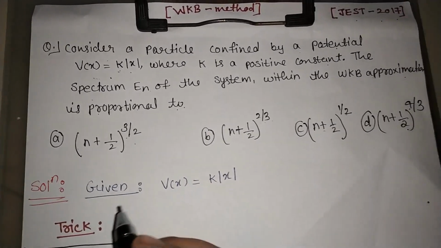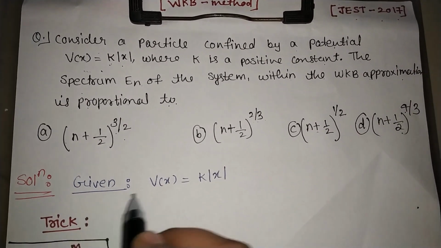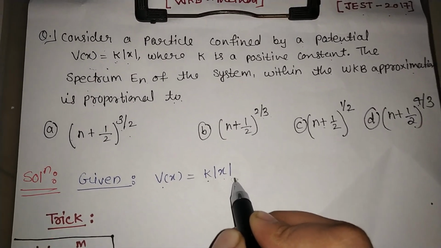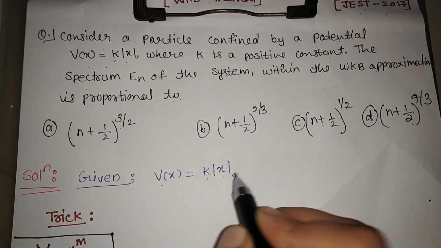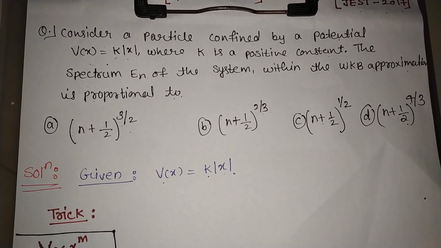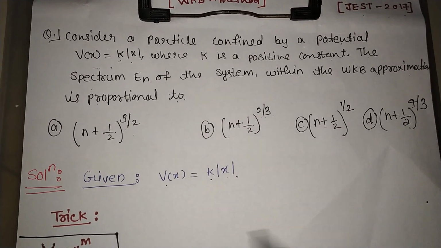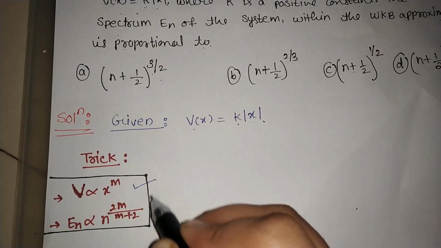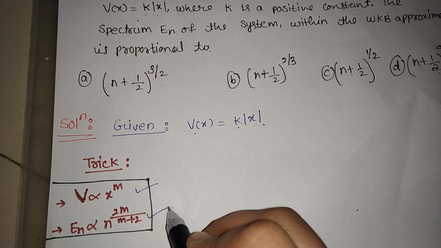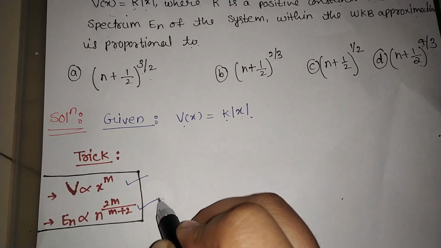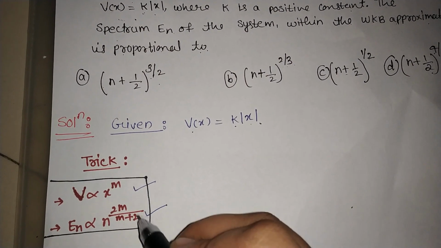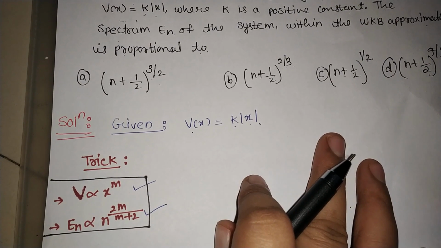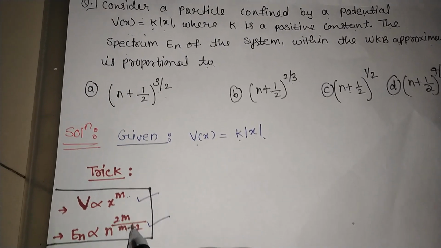Here first we will write what is given: V of x is k mod of x. We know that mod of x means it will have value negative x and positive x. But when we are using the trick method, we have to remember two equations. Already in my first video I have explained these two equations of the trick method, so you are already aware of them.